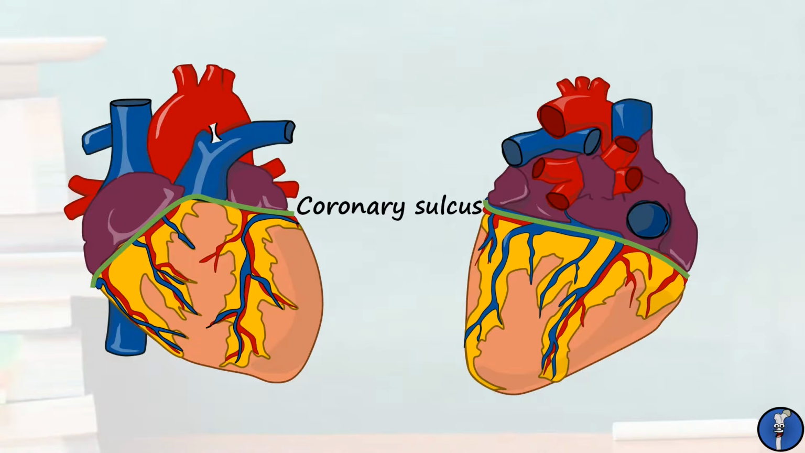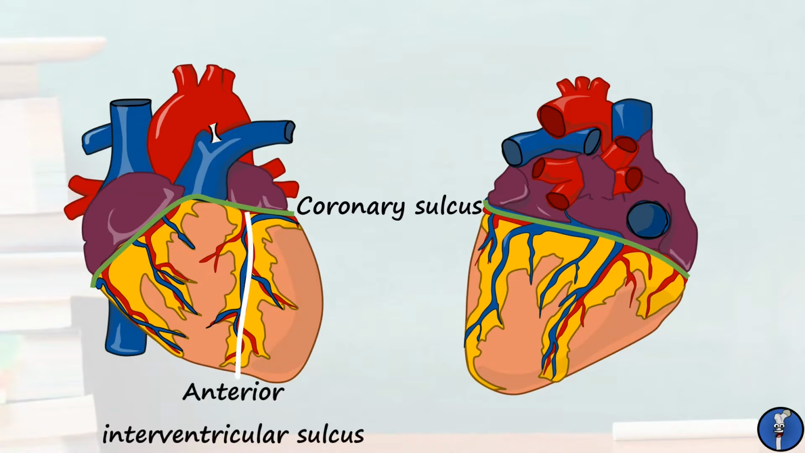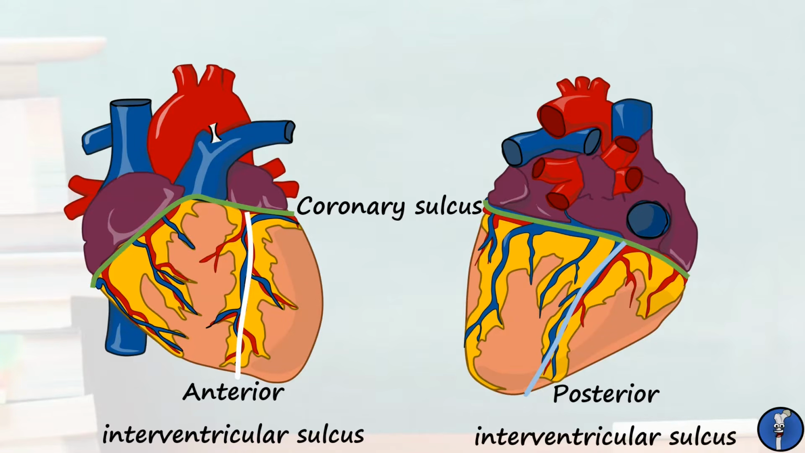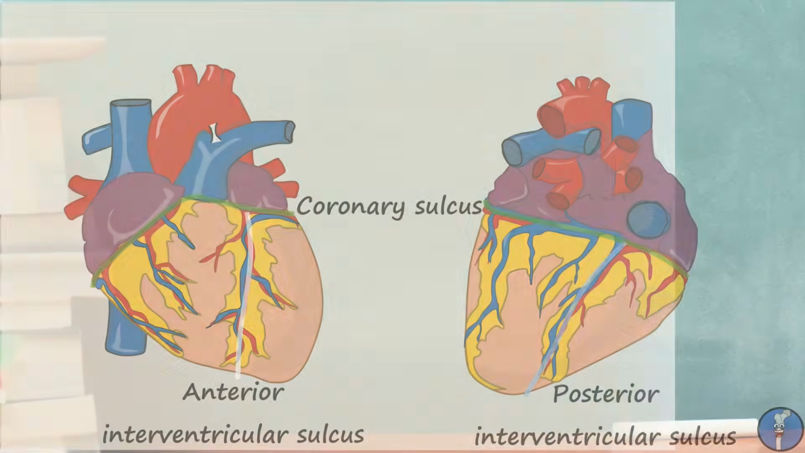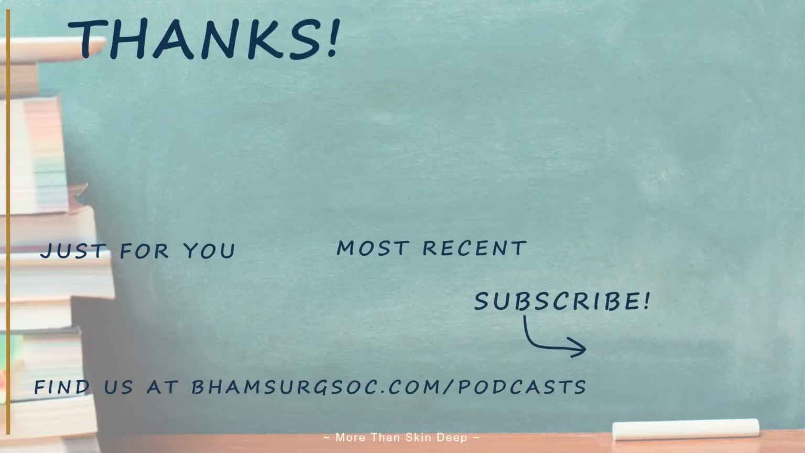The anterior interventricular sulcus runs down the anterior heart between the two ventricles and contains the great cardiac vein and anterior interventricular artery. And lastly, the posterior interventricular sulcus runs on the diaphragmatic surface to contain the middle cardiac vein and posterior interventricular artery. And there you go, that's all you need to know about the surfaces of the heart.